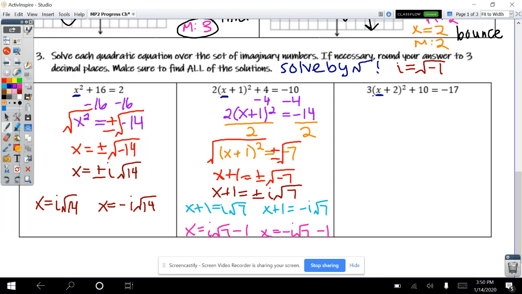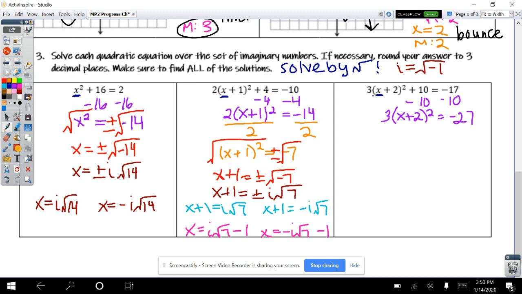All right, last one. It's the same format of an equation, so we're going to solve it with the same exact steps. I'm going to subtract 10 on both sides. So I get 3 times x plus 2 squared equals negative 27. And again, I would like you to pause here and try to do this one on your own after the last one we did, because it's the same steps, just different numbers.